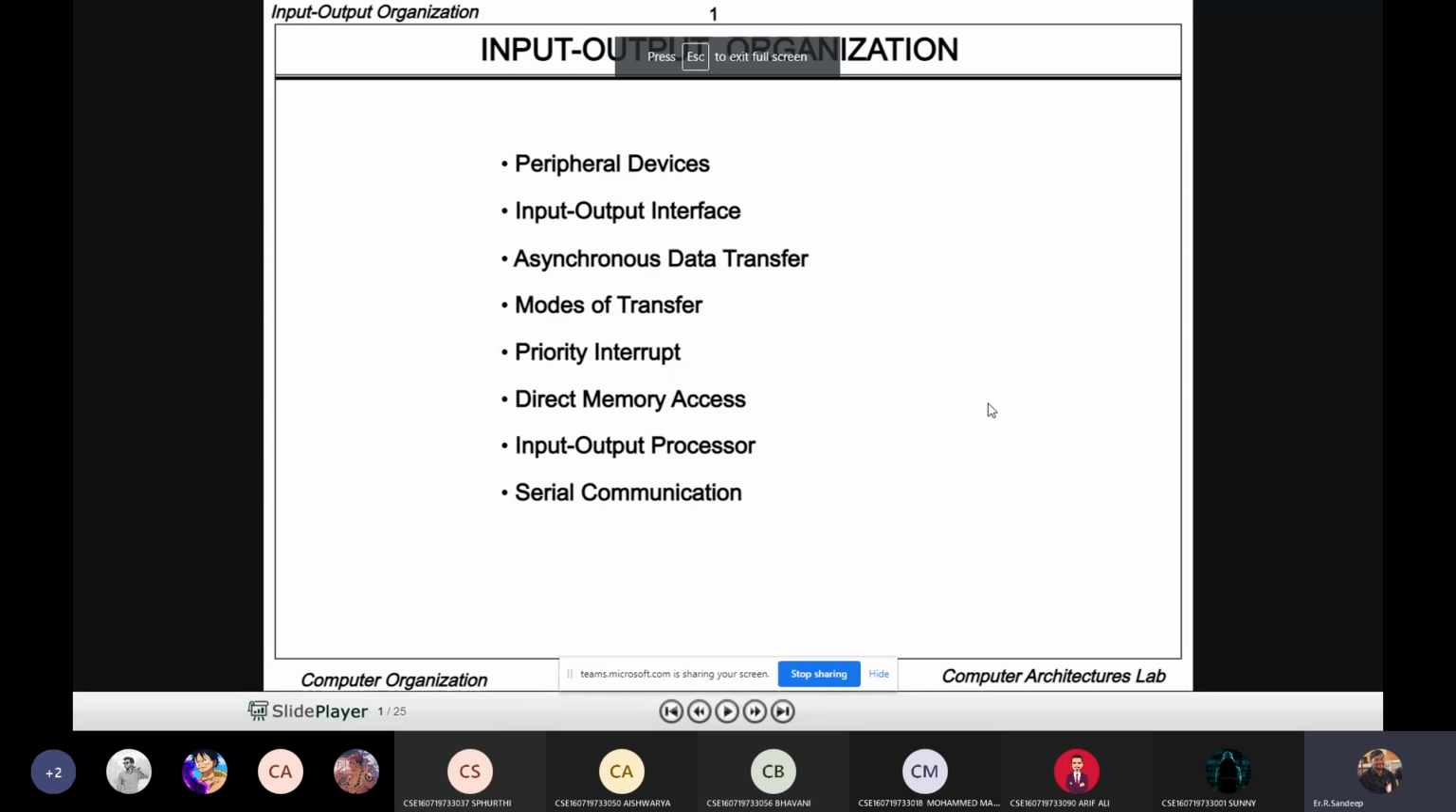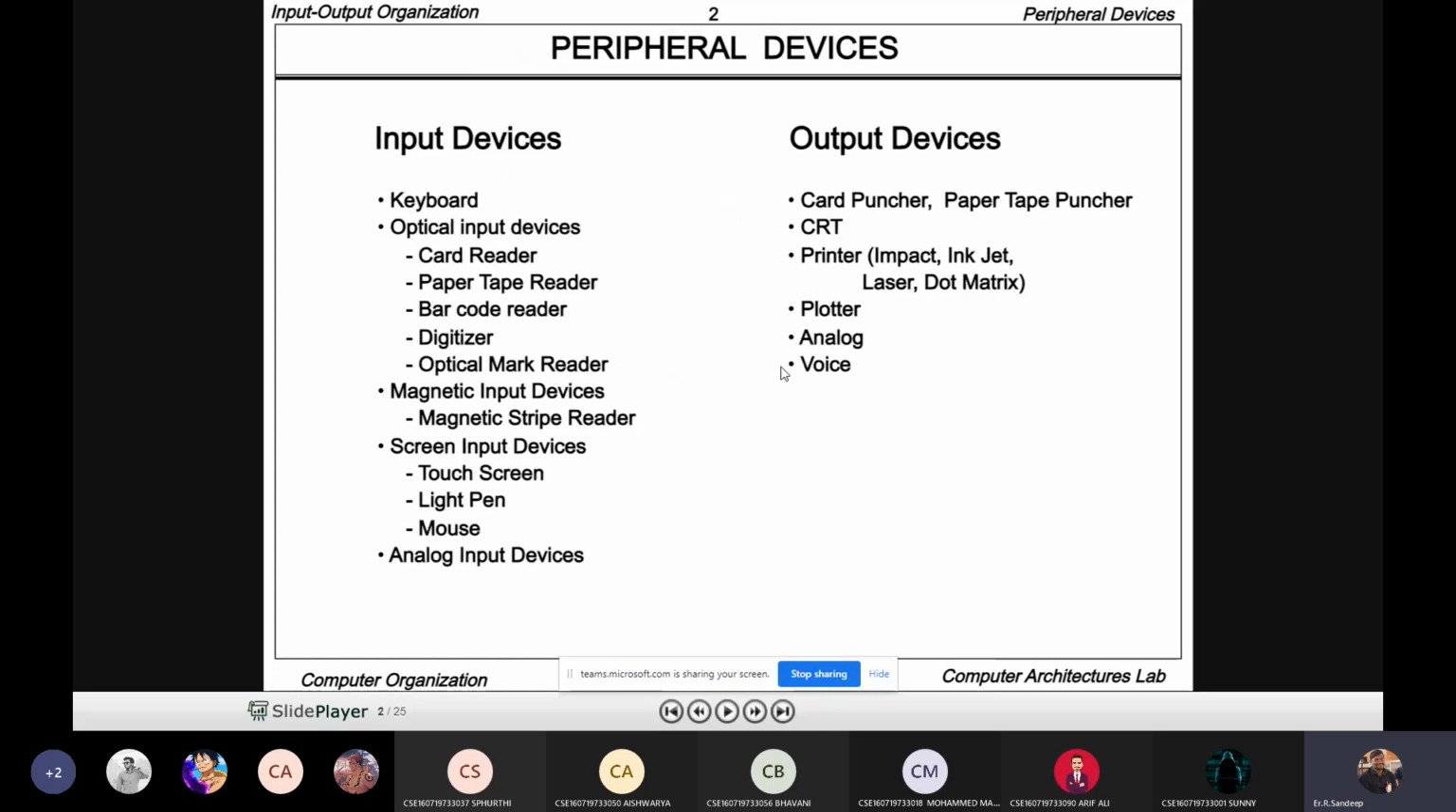Input output organization. Peripheral devices and input output interface, asynchronous data transfer, and the modes of transfer, priority interrupt, and direct memory access, and input output processor and serial communication. These are the main contents that we are going to come across in input output organization in the second unit. So here, let's talk about the peripheral devices.